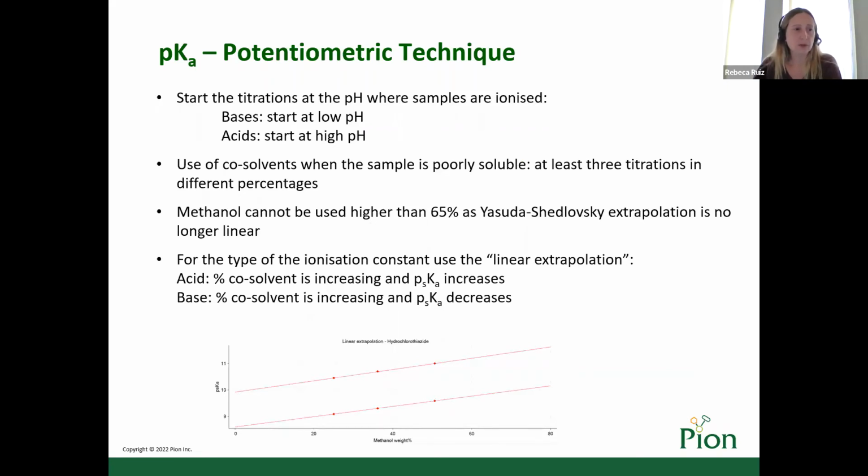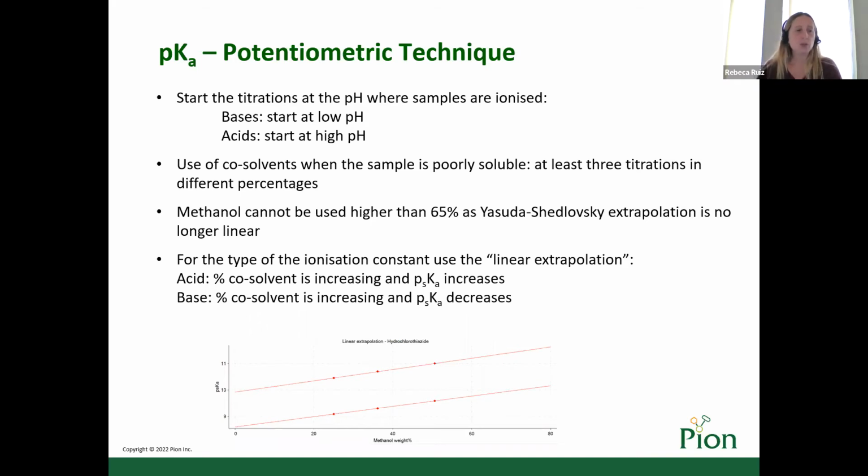Always start when the sample is ionized. So that means low pH for bases and high pH for acids. And this will help the dissolution of your sample. If the sample precipitates in aqueous media, then use co-solvent. And perform at least 3 titrations at different percentages. In the case of methanol, don't use a percentage higher than 65, as the Yasuda-Shedlovsky extrapolation is no longer linear.